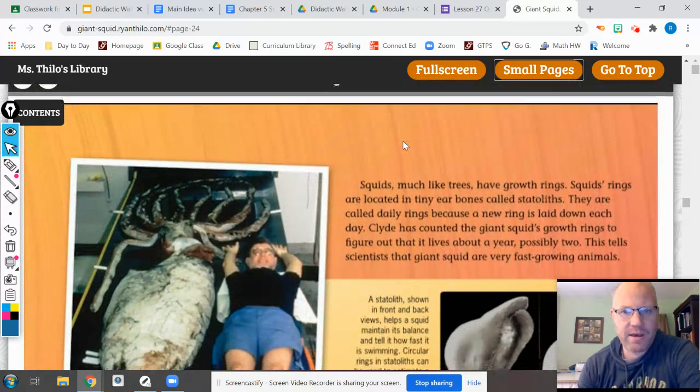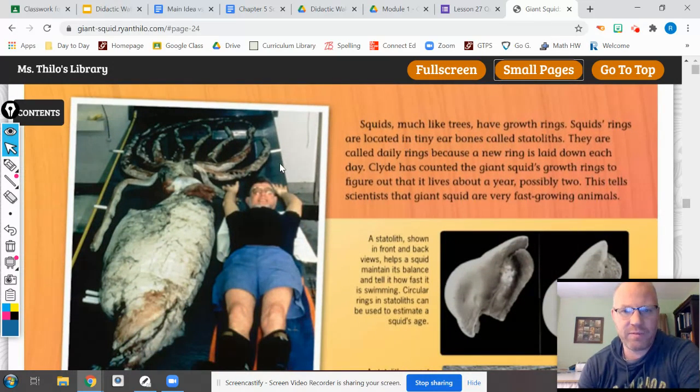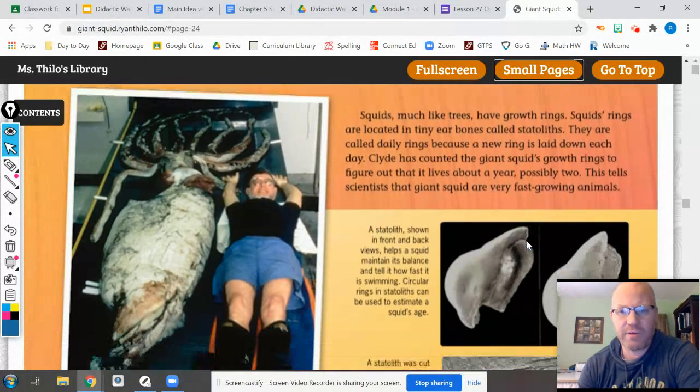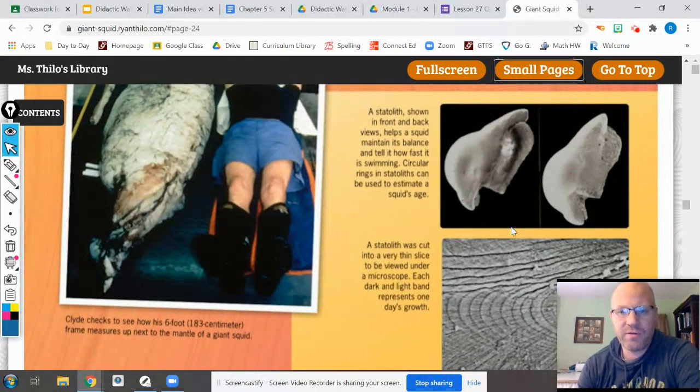All right, so when we look at this page, we can recall some of the things that we remembered from this. So squids, much like trees, have growth rings. Squids' rings are located in tiny ear bones called statoliths. They are called daily rings because a new ring is laid down each day. Clyde has counted the giant squid's growth rings to figure out that it lives about a year, possibly two. This tells scientists that giant squid are very fast-growing animals. And then there are three pictures with captions that describe each picture.